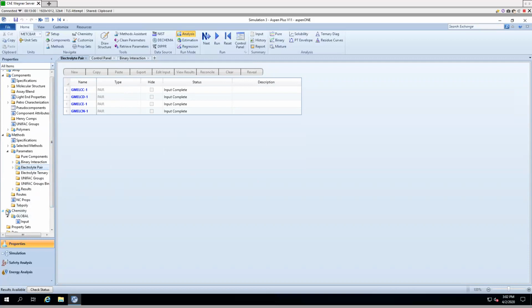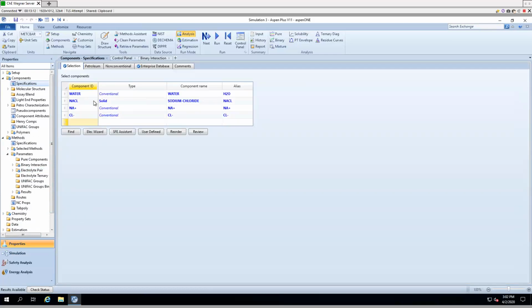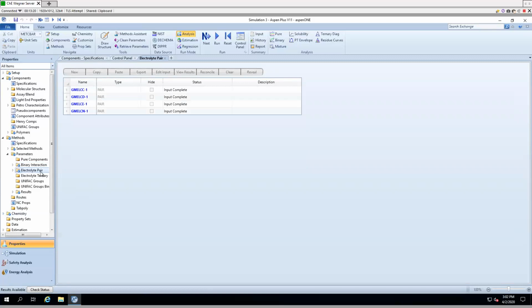And when I was showing this chemistry thing, that was just me showing you that that's what electrolyte wizard does, but we don't actually have to do anything with that. It's all automated. So from the top, the only thing we have to do is go into specifications, put in our species, electrolyte wizard, continue through the electrolyte wizard, click on binary interaction, and electrolyte pair, and then we're ready to go. So now we can actually proceed to simulation.